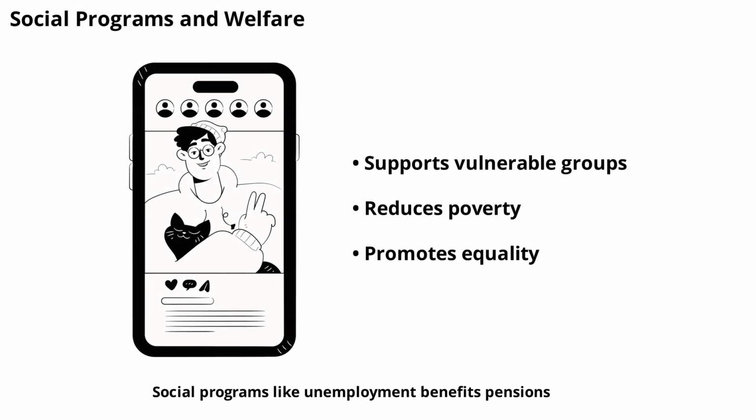Social programs like unemployment benefits, pensions, and food assistance are funded through the government budget. These programs provide a safety net for vulnerable populations and help reduce poverty. Budget decisions in this area can have a big impact on social stability and equality.